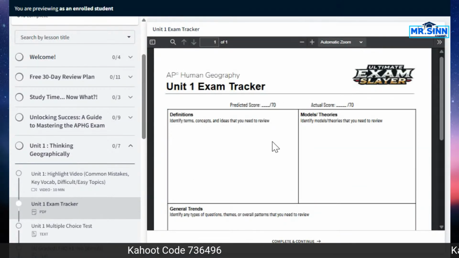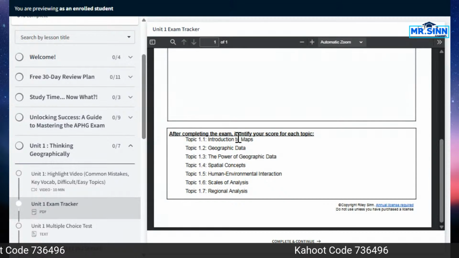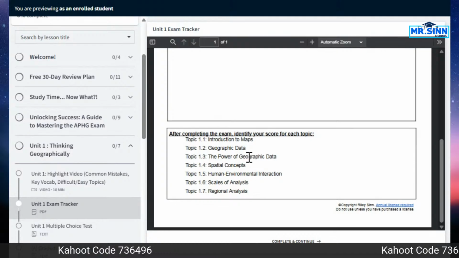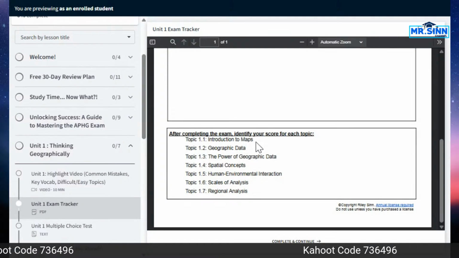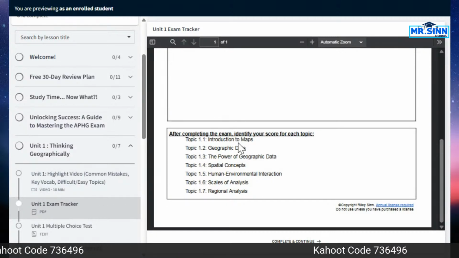When I take a test, you can have your predicted score, and then after you take a test, you go through and figure out how many you got right and wrong for each of the different topics. So if I got a 5 out of 10 for introduction to maps, but a 10 out of 10 for geographic data, now I know I need to study introduction to maps more. So this is a very helpful way of actually approaching a test.